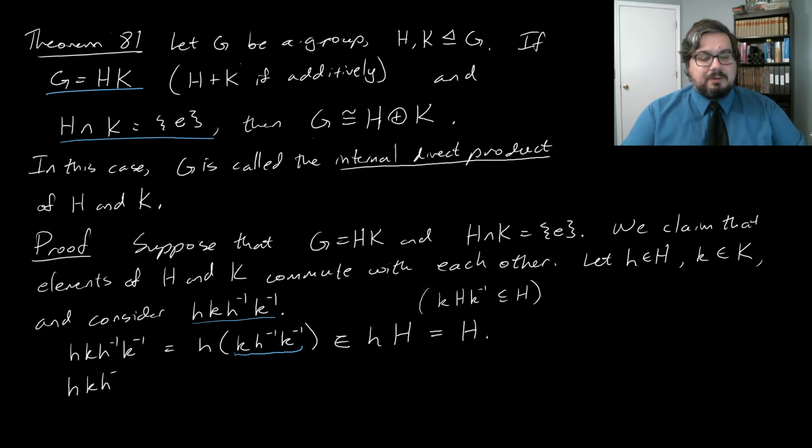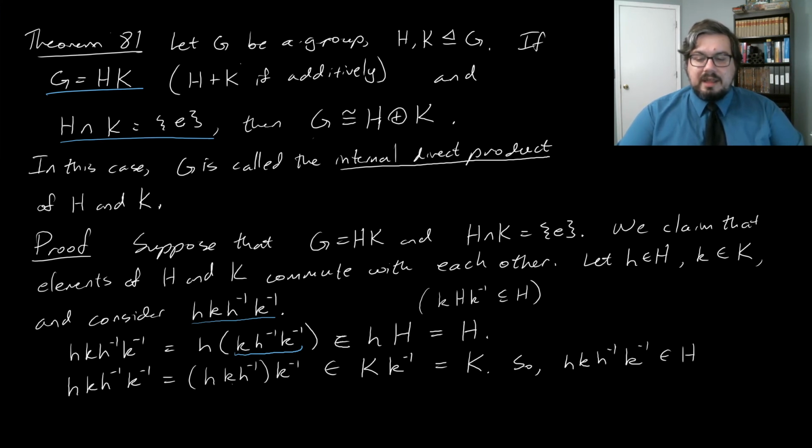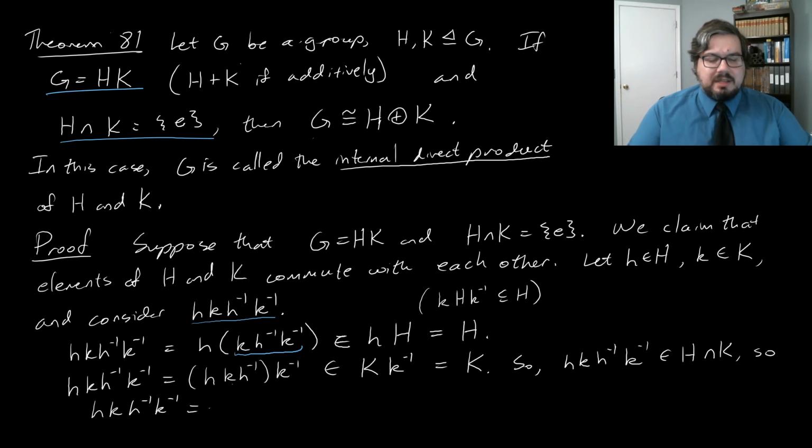However, if we group things up a different way, start with the same element, but now we'll group up the first three factors together. We have hkh inverse times k inverse, and that belongs to K times k inverse. And again, this is because K is normal. So h times something in the subgroup K times h inverse will give us something that's back in K. Now k inverse, little k inverse, is of course in big K, and so that means that the coset of K with representative k inverse is just K back again. So that means that this element hkh inverse k inverse belongs to H intersect K. But we have assumed that the only element of H intersect K is the identity. So that means that hkh inverse k inverse is the identity.